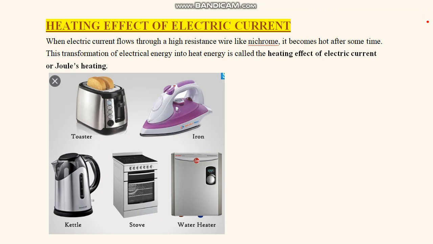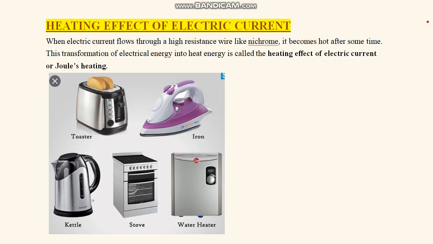Our topic for today is heating effect of electric current. We know that there are some devices like an electric iron, electric toaster, kettle, etc., which get heated up when electric current is passed through them. These devices are based on heating effect of electric current.